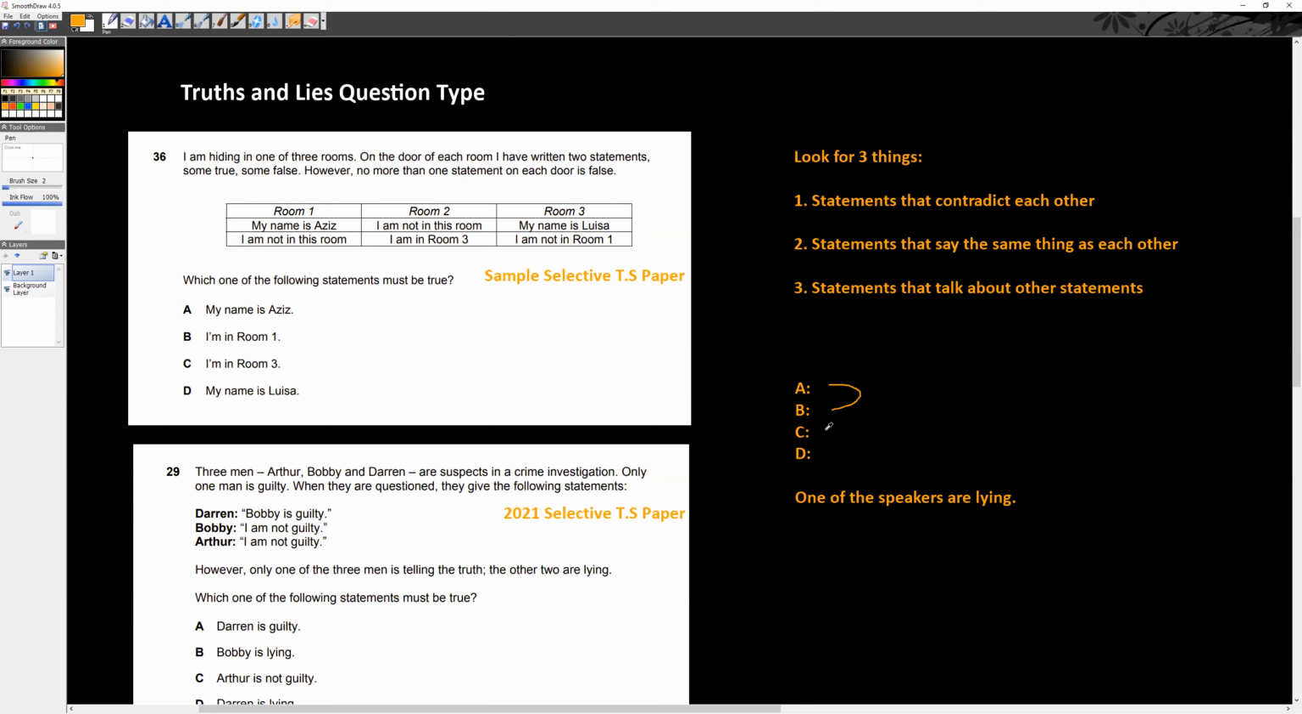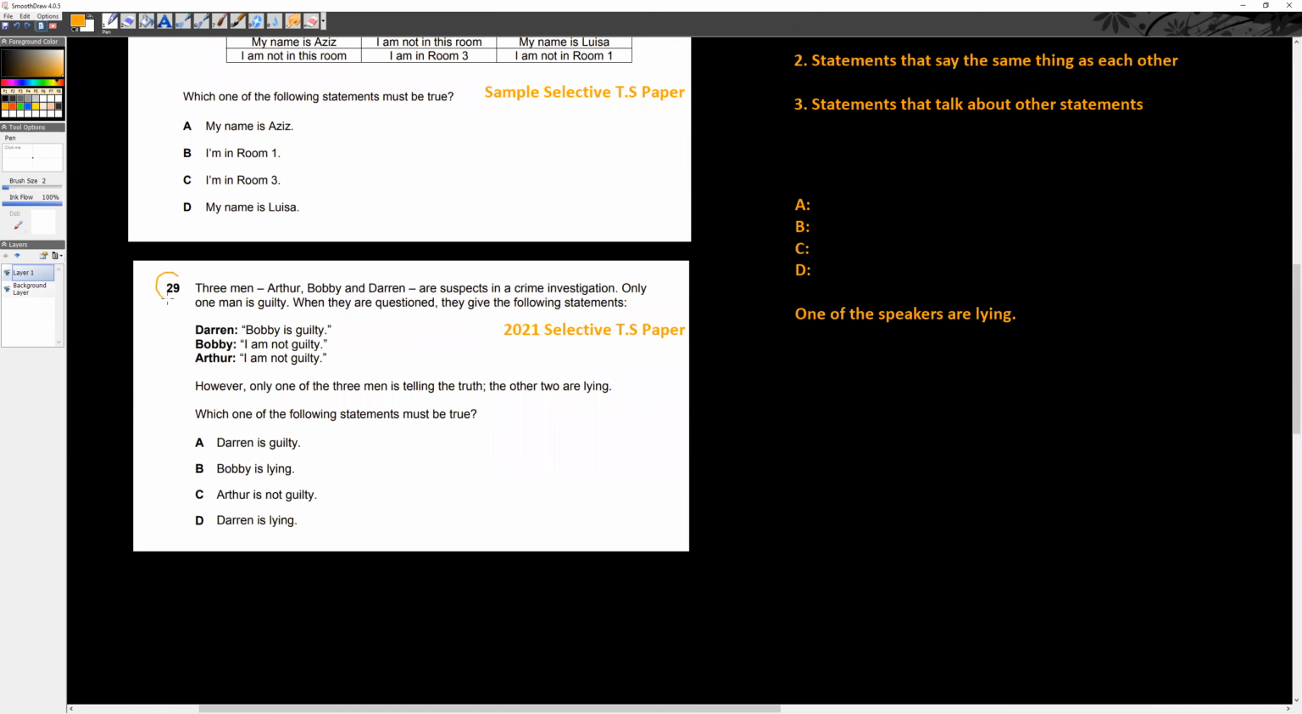Now, let's actually employ this strategy in a question. All right, let's use it in question 29 from last year's selective thinking skills paper. So reading through the question, there are 3 men, Arthur, Bobby, and Darren, and they are the suspects in a crime investigation. Only one man is guilty. So maybe I'll underline this just to keep track of it. When they are questioned, they give the following statements.